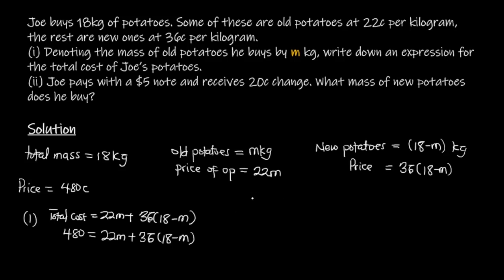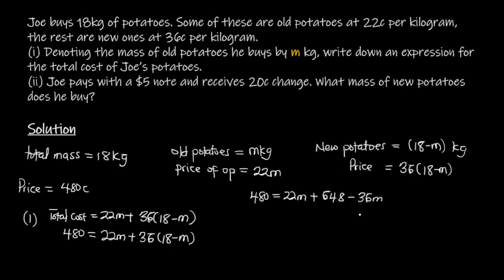So if we continue, we have 480 is equal to 22m. Then we expand the bracket over here. 36 multiplied by 18 will give us 648, minus 36 multiplied by m will give us 36m. Alright, so from here we can go ahead and do our grouping of items. So we have 36 here, we have 22 here.